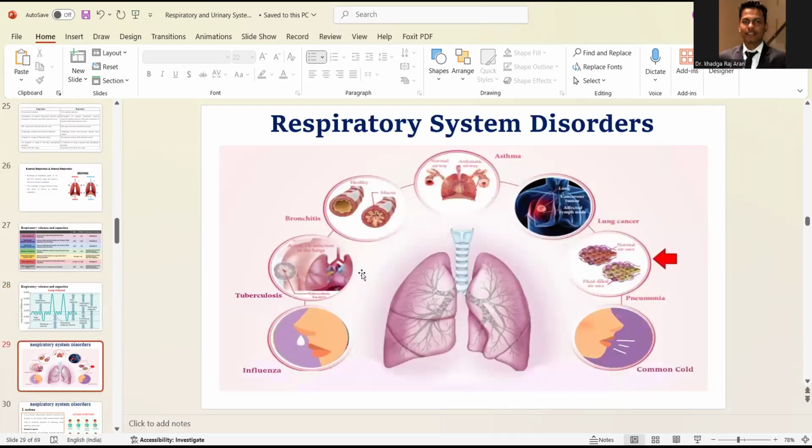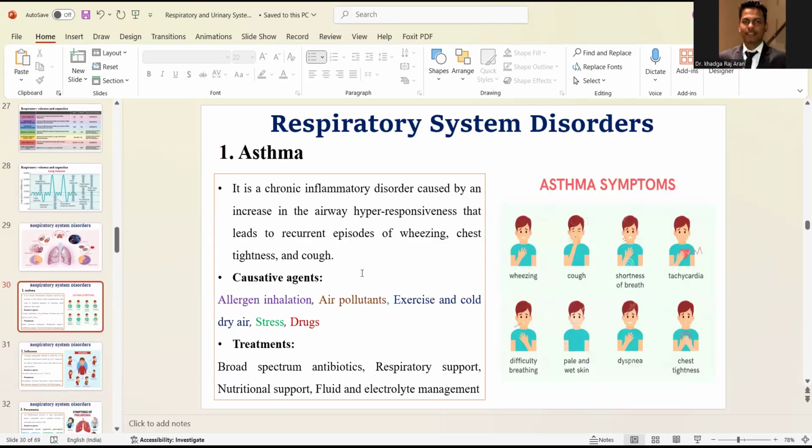So next, some respiratory system disorders. Various diseases or disorders are associated with the respiratory system, like influenza, lung cancer, tuberculosis, bronchitis, asthma, COPD, and common cold. I'll discuss them one by one. First is the most common respiratory system disorder, that is asthma.